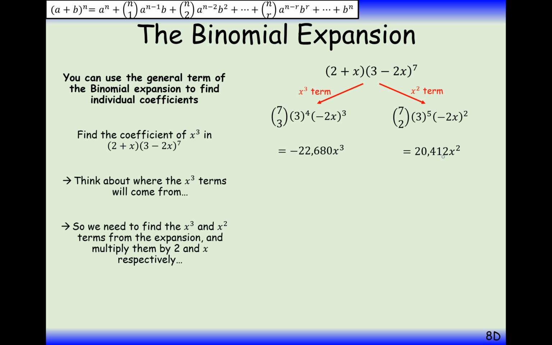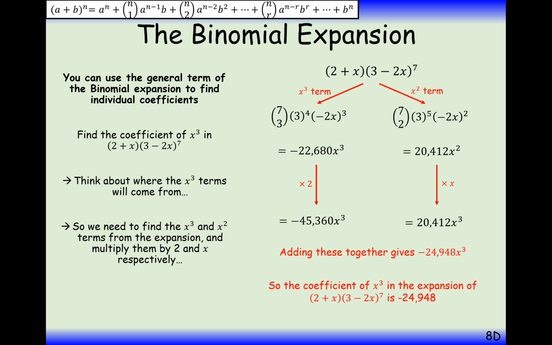20,412. Now remember what we're going to do is multiply the x squared term with the x and this term here with the 2. So multiplying this one here by 2 in the expansion of this bracket here, we get this value here. And then when we multiply the coefficient on the x squared here by x, we get 20,412x cubed. So the total of these two here is going to be -24,948x cubed. So the coefficient here is -24,948.